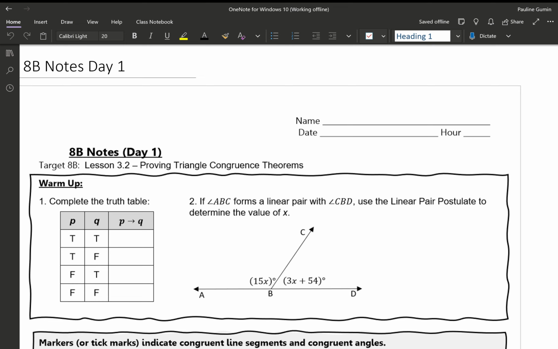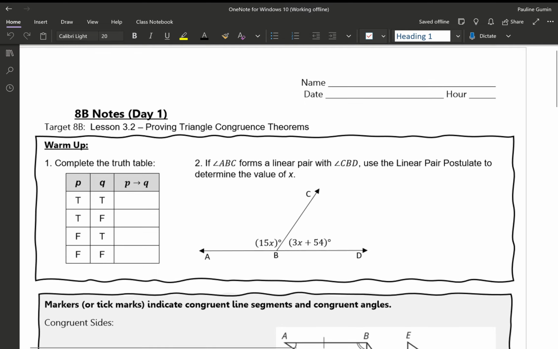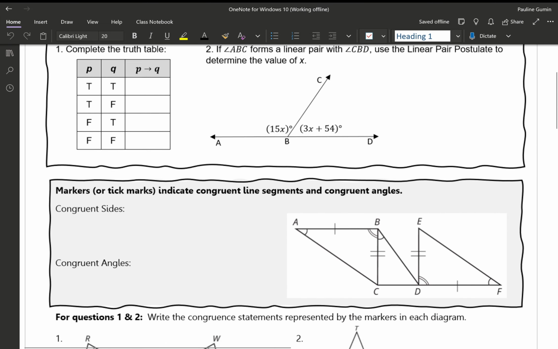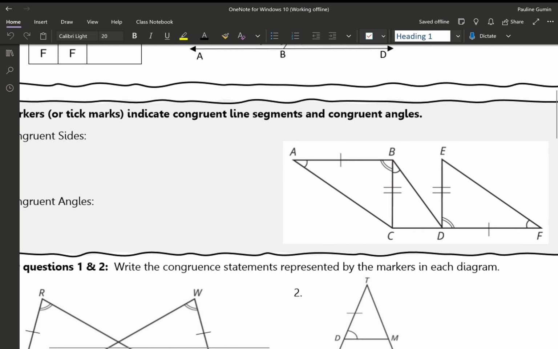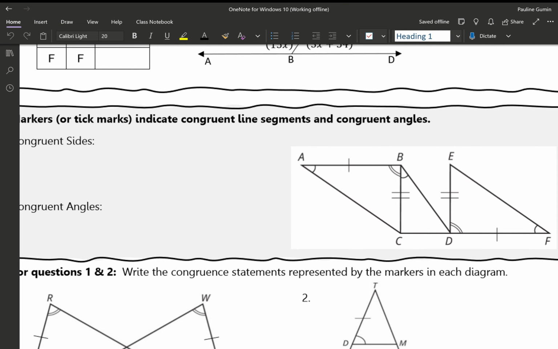Hello, and welcome to a little video about Target 8b, where we're going to be proving triangle congruence theorems. First of all, let's take a look at the marks, or tick marks, that indicate congruent segments or congruent angles.